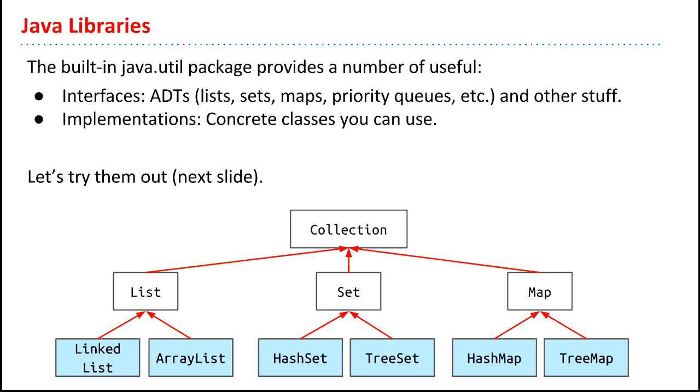Okay? So let's try using these in a moment. But before we do, I will mention that in the inheritance hierarchy, what Java's interfaces do for you, this collection is like a very, very vague abstract data type. It only does a very small number of things. Then there's the list and the set and the map, which are more specific. So a list is a collection.